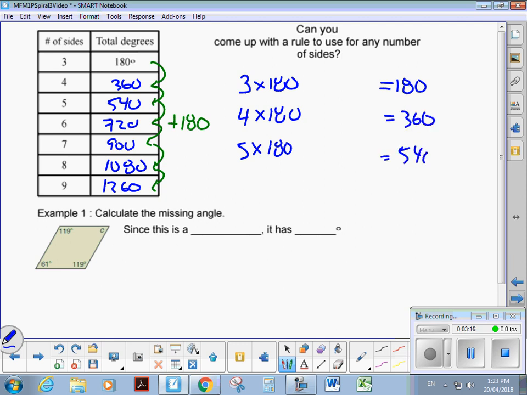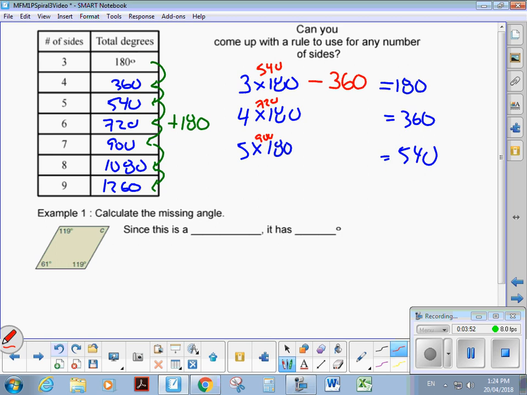So if we do a quick calculation here, 3 times 180 comes out to be 540. 4 times 180 is 720. 5 times 180 is 900. So what has to be added to here to make this statement true? So if we have 540, if I subtract the 180, it means I'm too high by 360 degrees. So that means I have to do 3 times 180 minus 360.